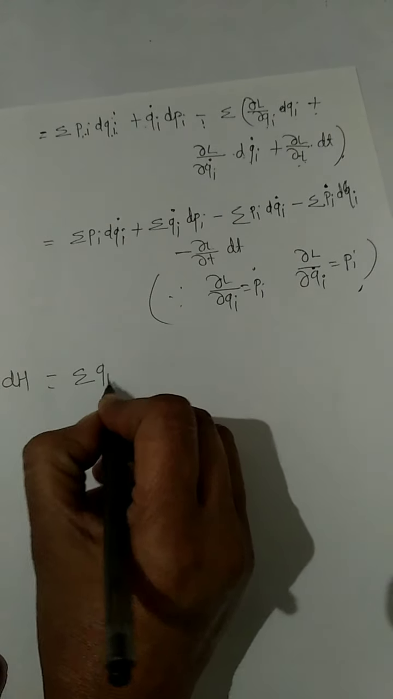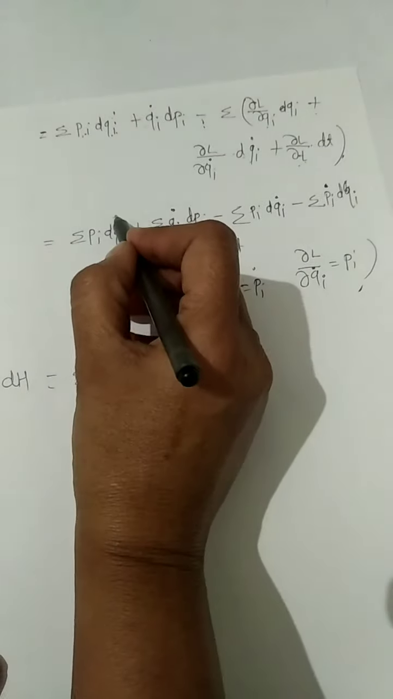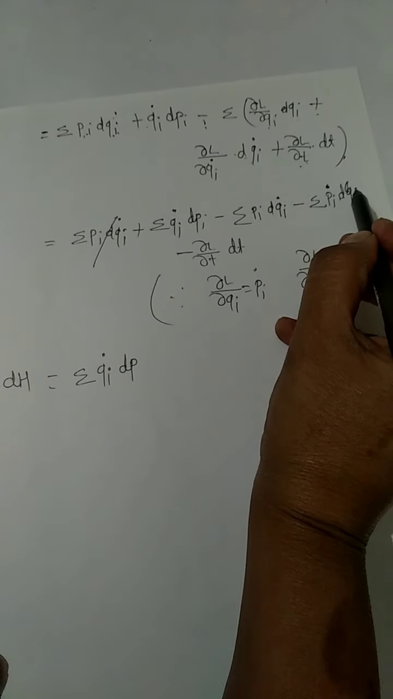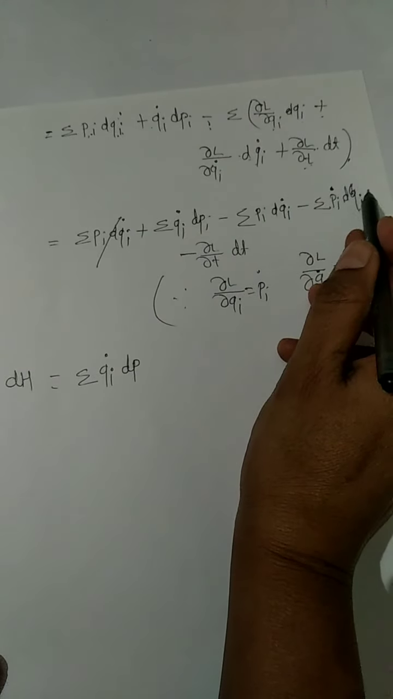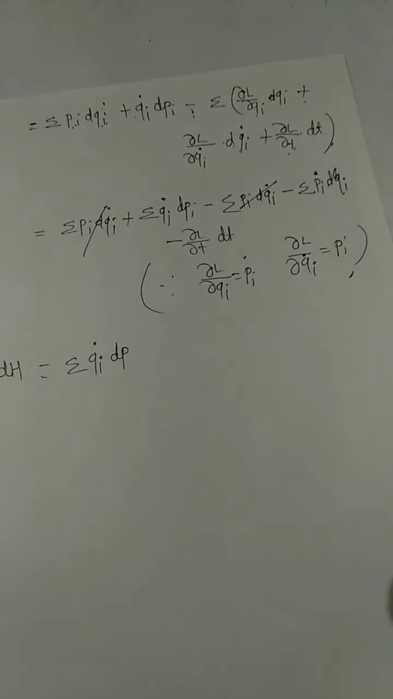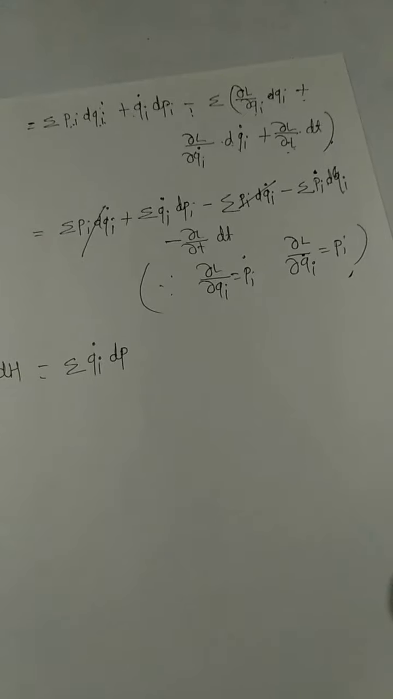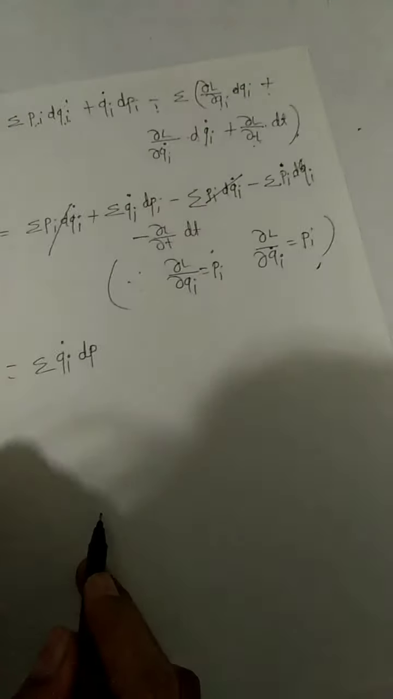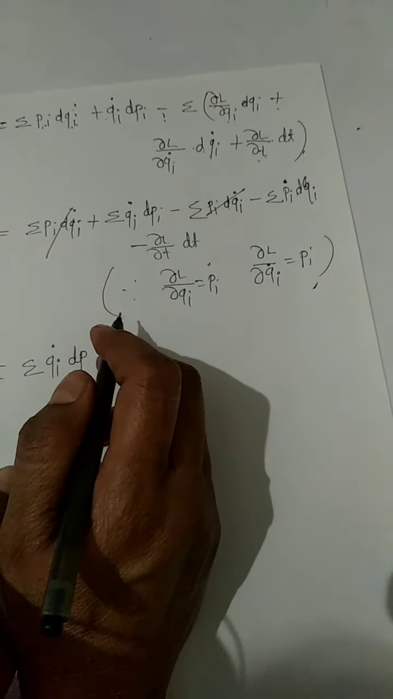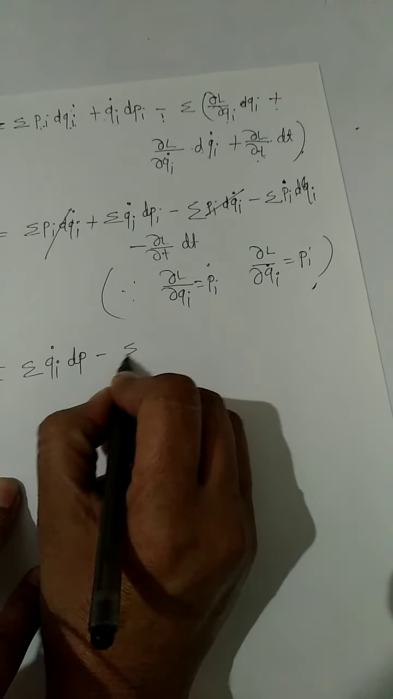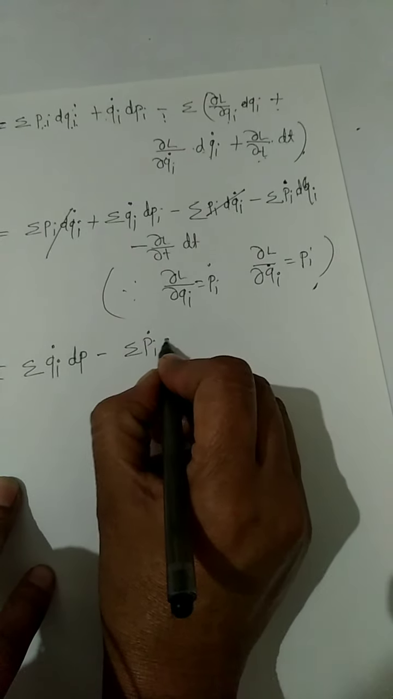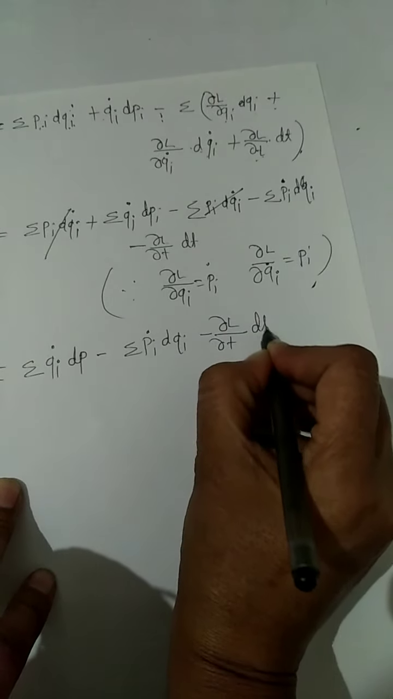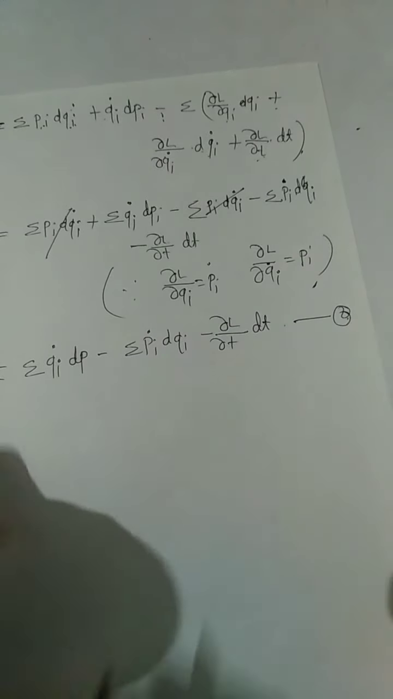summation of Qi dot dP, because this term and this term cancel, and then we get Pi dot, this term is cancelled, then we will get summation of Qi dot dP minus summation of Pi dot dQi minus del L upon del T dt. This is equation number 2.